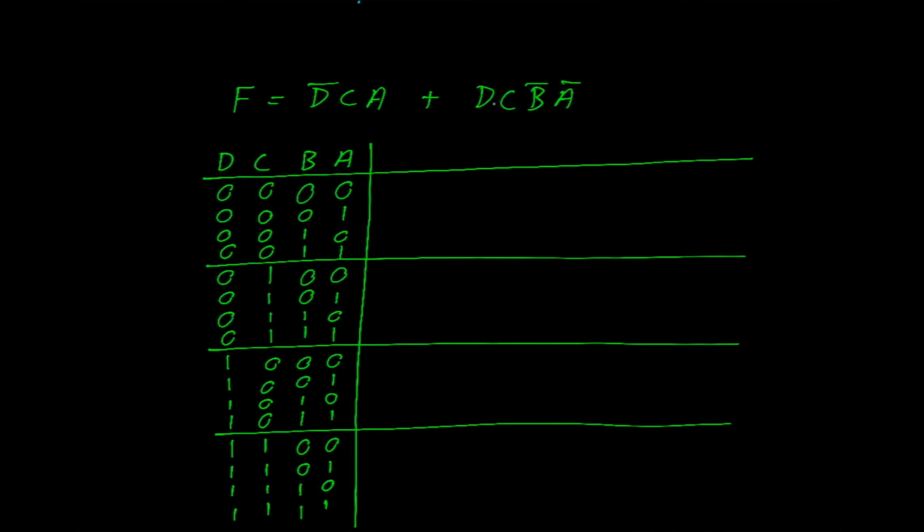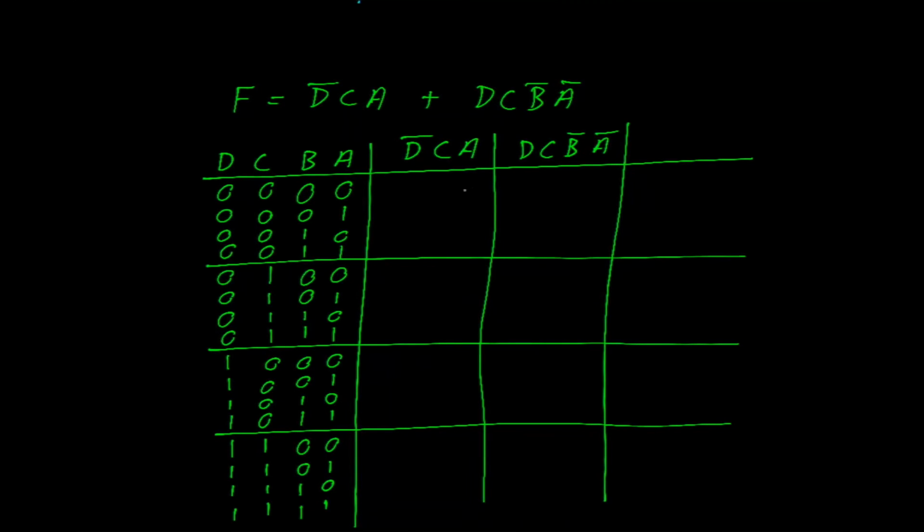If you recall the order of operations, you'll remember that an AND has higher precedence than OR. That means our columns are the first AND gates. So this is a 3-input AND gate, and this, D C B naught A naught, is a 4-input AND gate. And once we have those two columns, we can compute our output F.